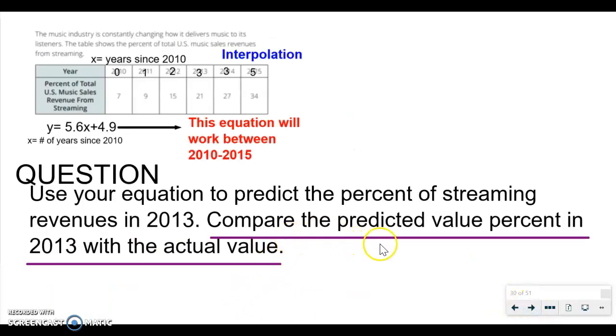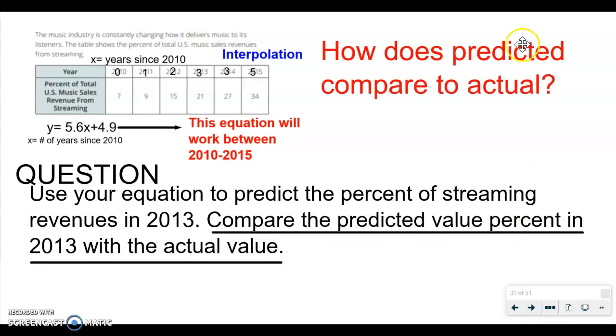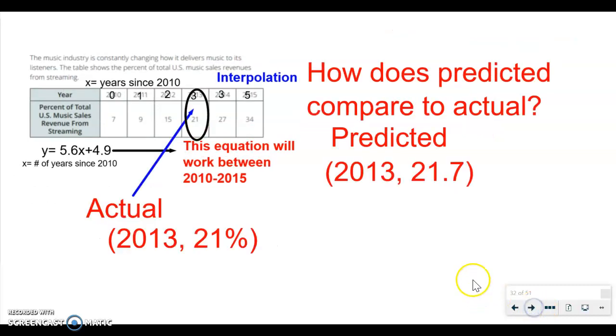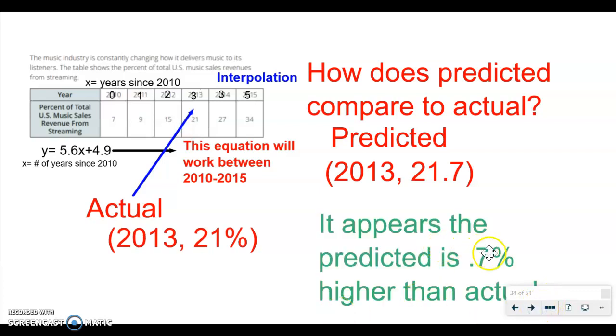So if I wanted to compare the predicted value of percent in 2013 with the actual value, how does this predicted value of 21.7 compare to the actual, which was observed? In 2013, the actual revenue was 21%. The predicted was 21.7. So how do they compare? Well, it appears that the predicted is 0.7% higher than the actual.